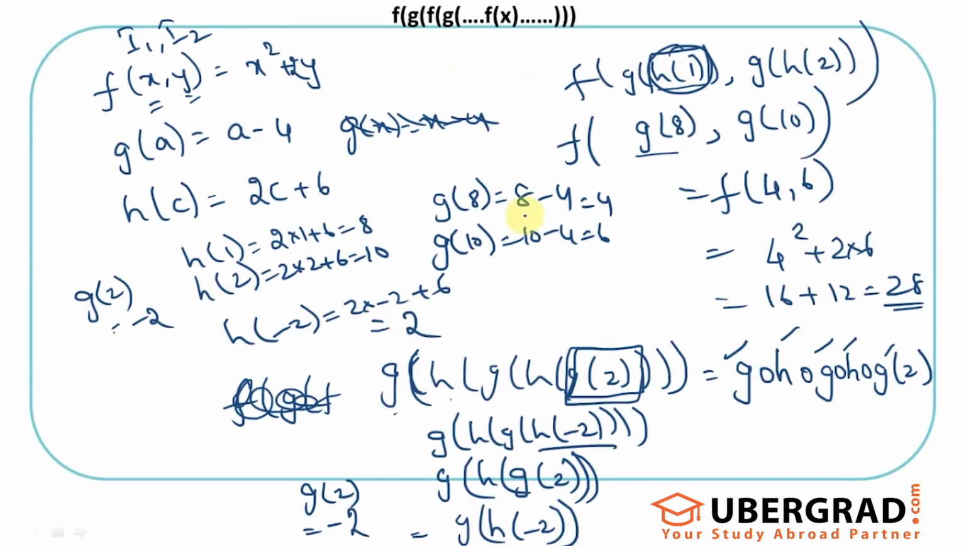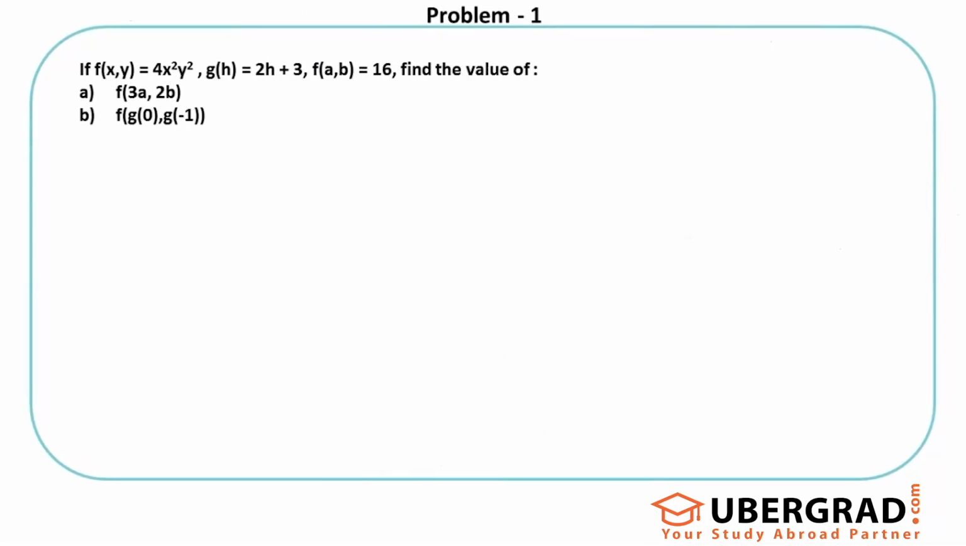Anyways, that's how you need to do g of h of, or f of g of something. Just start from the innermost, then go to the next, and then keep doing it till you come to the final, and then give the value. So let's solve some problems.